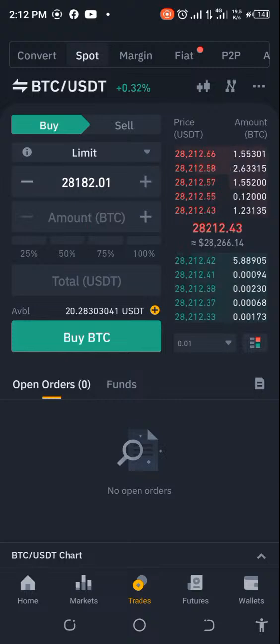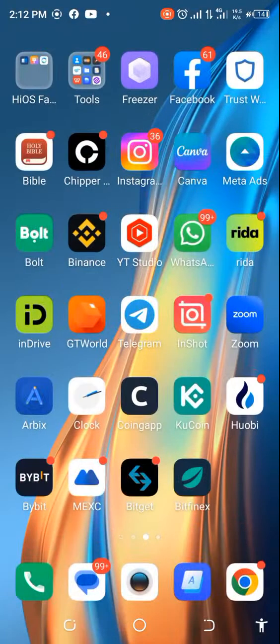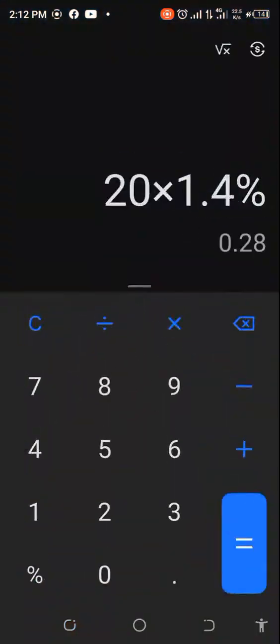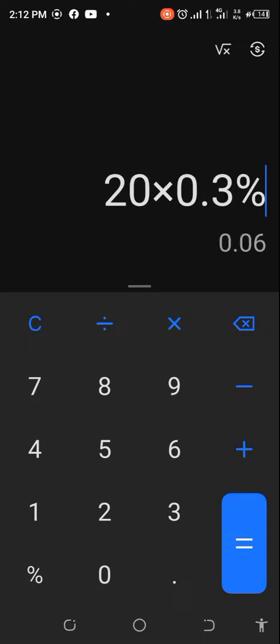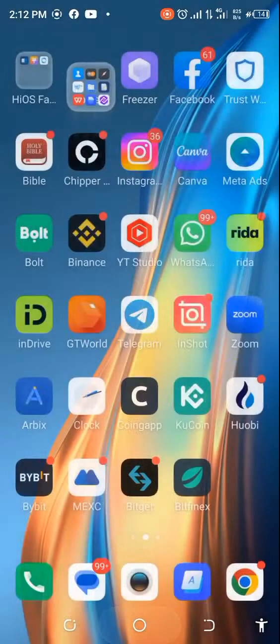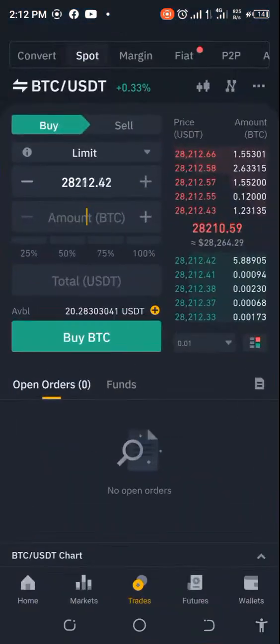So if we check what that is in terms of mathematics, what is 0.3% of $20? That's times 0.3%. Okay, that's 6 cents. That's actually understandable. So always prepare for that whenever you're doing your trade. Anyways, I hope you learned something. This was a successful triangular arbitrage.